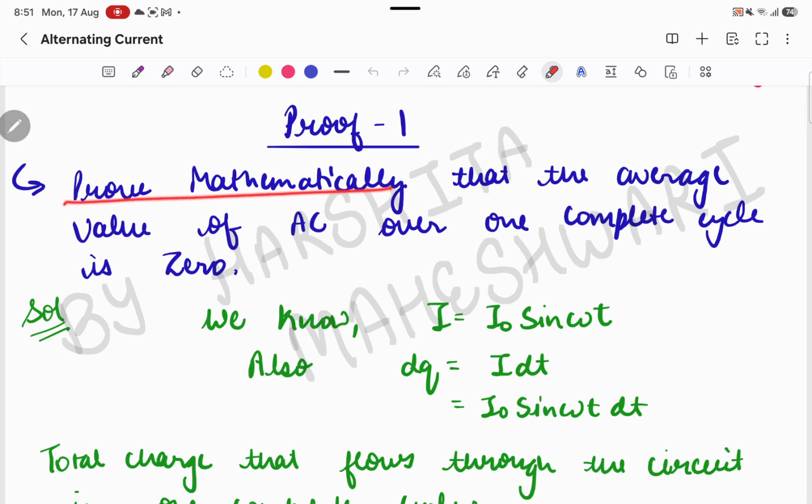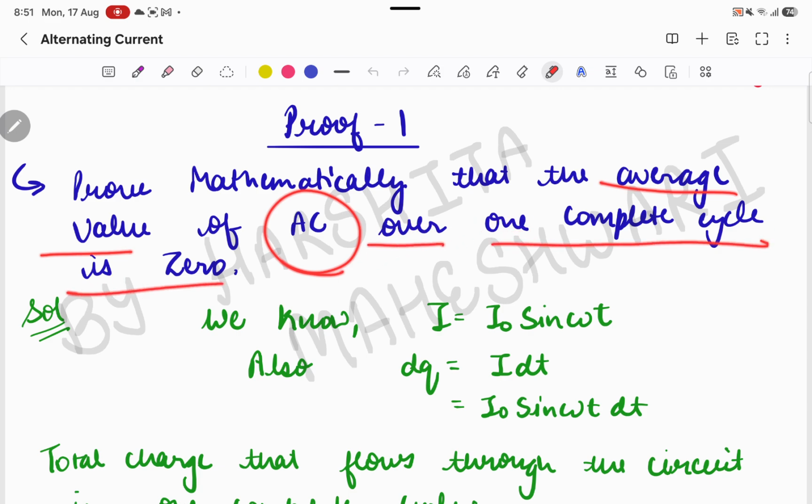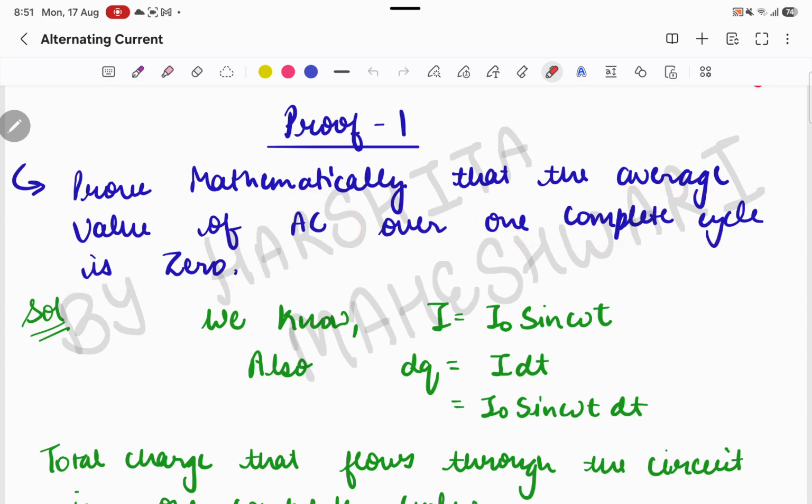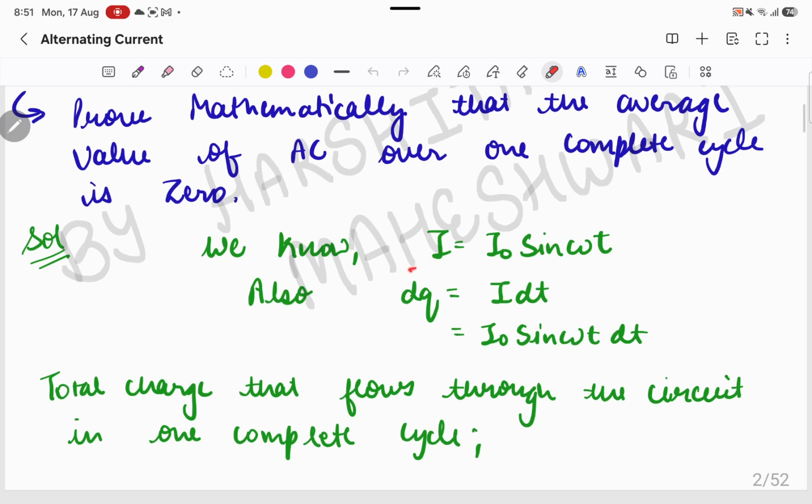Now this is an important proof that used to be asked in exams, that you have to prove mathematically that the average value of alternating current over one complete cycle is 0. So we already understood the formula that I is equal to I naught sin omega t. Write down. Now we know current is equal to charge by time. So we can write the charge value as I multiplied by the time, which is equal to Q.